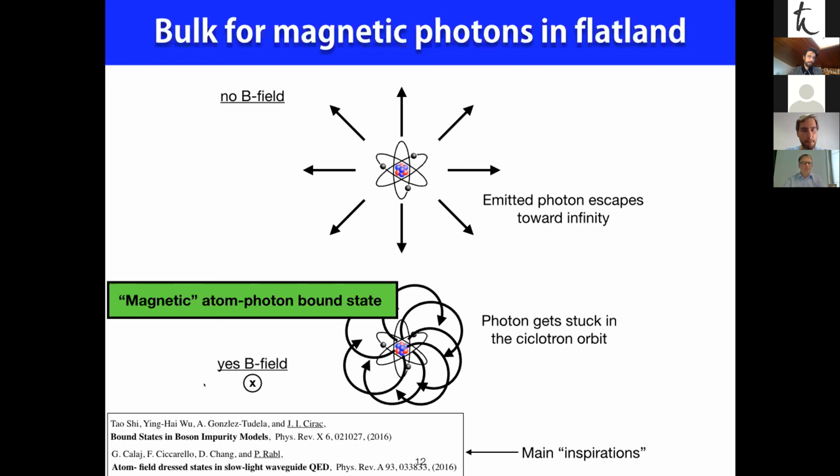I put here these two papers among all, as there are really thousands of papers about this topic of atom-photon bound states, but I want to highlight these inspirations. Working in the group of Peter Rabl, I got in touch with Giuseppe, then I started to read this paper. And when I was in Maryland with Mohammed, I just put them together, and that was the result.